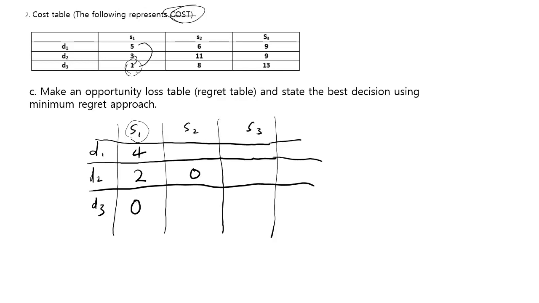The best decision is D2. So, I get confused too. Sorry, this is not good. What's the best decision again? It's the lowest number. The lowest number is the best decision.